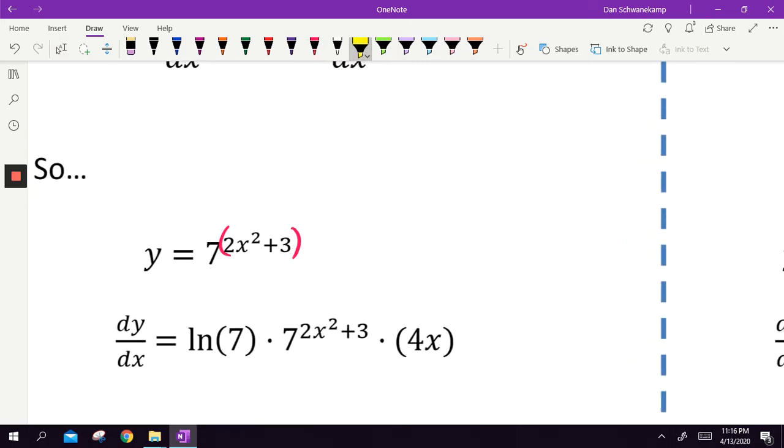If we are using that same idea, the derivative of 7 to the 2x squared plus 3, the derivative of this exponential function is that same exponential function, but I need to multiply by the natural log of the base, so the natural log of 7 up there in front. Because this is an e, I include a 7 in there, natural log of 7, times the derivative of the exponent. So I'm still doing that part. The derivative of 2x squared, oh, that would be 4x. The derivative of 3 goes away.